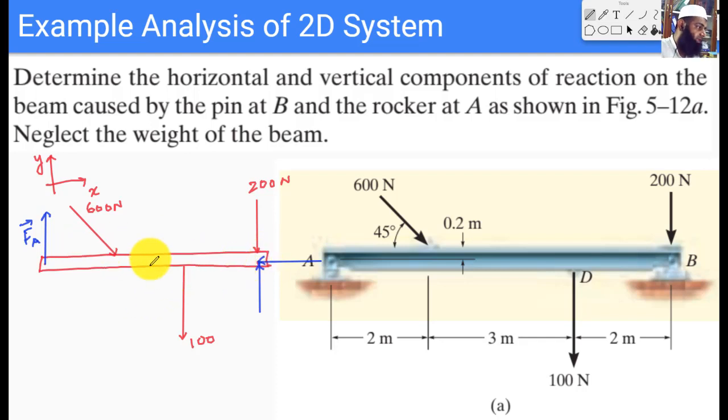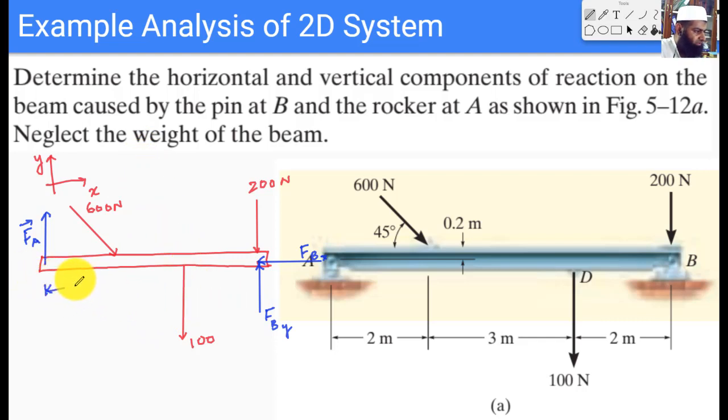Okay, and again we have to name these two forces. So this one I can call FBX, and this one I can call FBY. So this is the free body diagram.